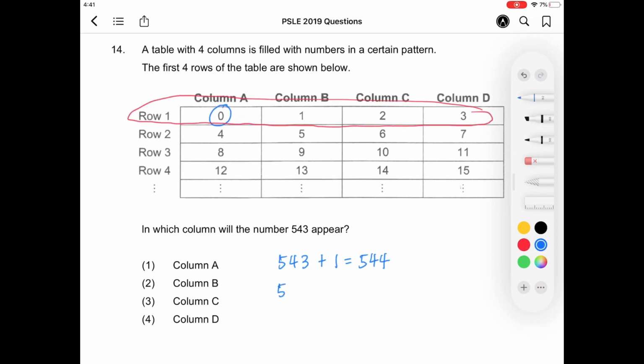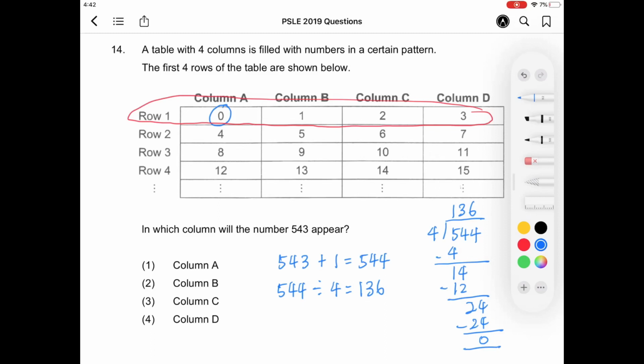In every row, there are 4 numbers. So we're going to take 544 divided by 4. If you were to do your long division, you will get 136. Remember what I have taught you? As there's no remainder, the answer is the last number in that row. So column D will be where 543 is.